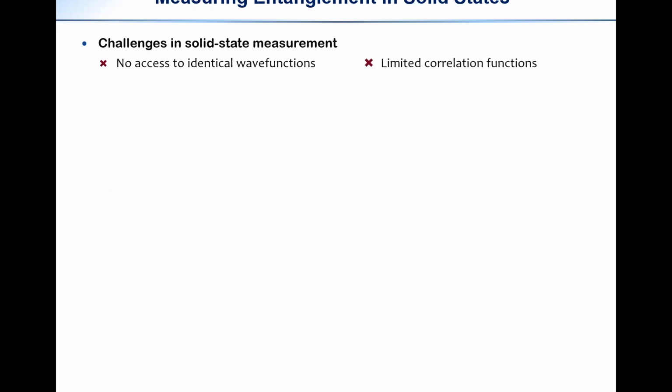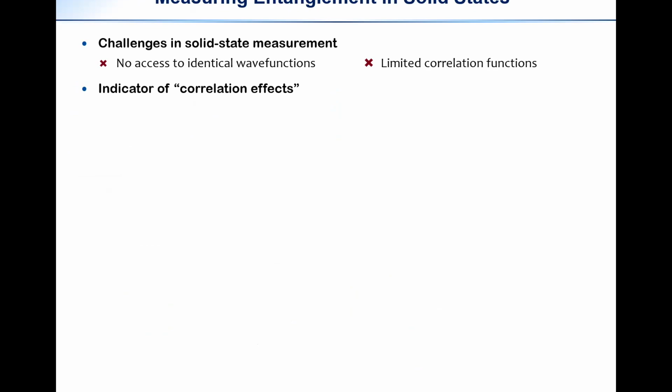But in solid state, we do not have such a luxury tool. We cannot prepare 2 materials to be precisely identical to each other. And we also do not have access to the site-resolved wave function. So there has to be some compromise we make. We do not have to measure something precisely, but at least we should be able to measure something to indicate it.